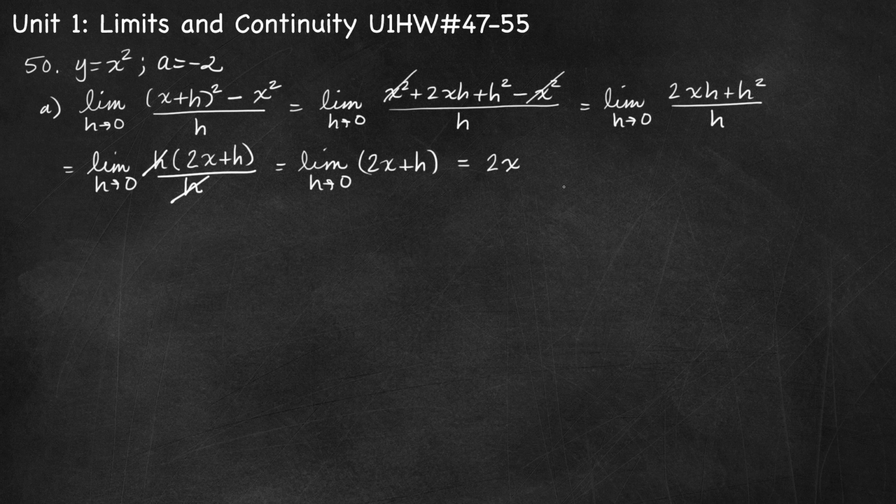But we want this slope at an x value of negative 2. So the slope of my tangent line at x equals negative 2 is negative 4.